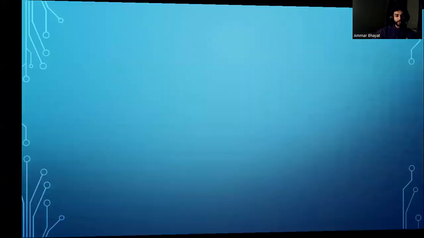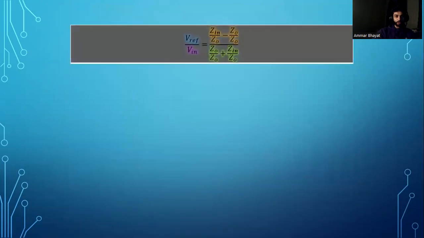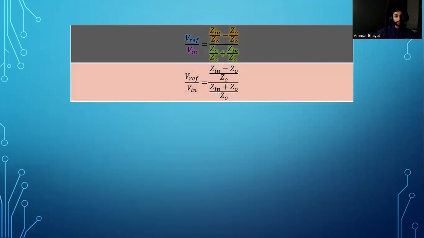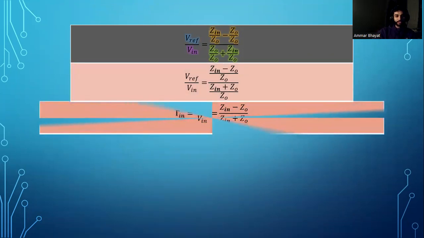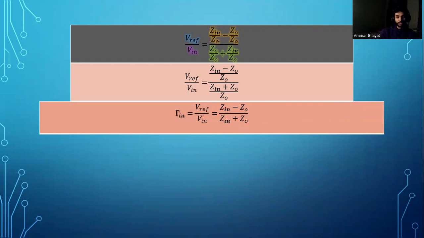And let's combine these fractions together now. So we have the same Z naughts on the bottom, so they'll combine into both terms and they'll end up canceling out. And finally, we'll be left with this equation right here. This is our input reflection coefficient.